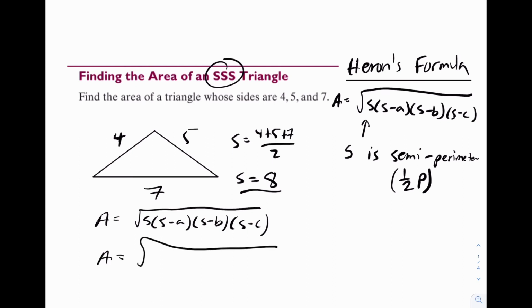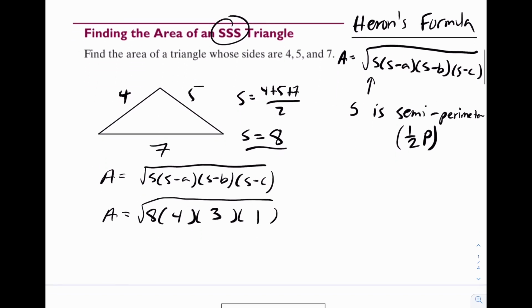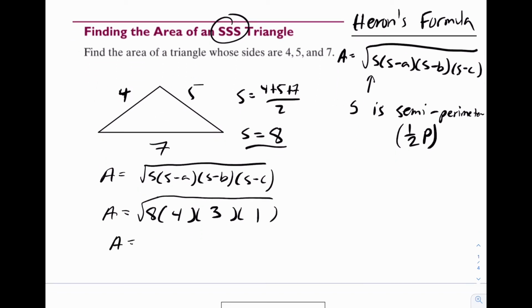And then the best way to show your work for this is going to be plug in S, 8. And then do this part in your head. Just use 8 and subtract it from each leg. So 8 minus 4 is 4. 8 minus 5 is 3. 8 minus 7 is 1. That way you kind of save yourself some writing. And now we work it out. A is equal to the root of 8 times 4 times 3.